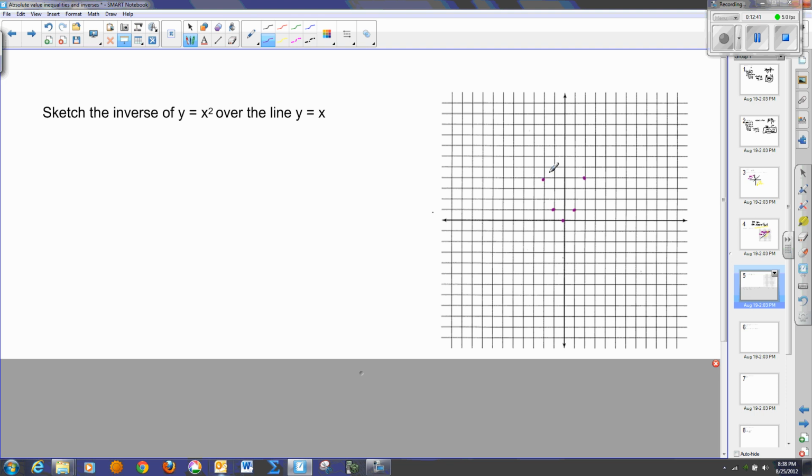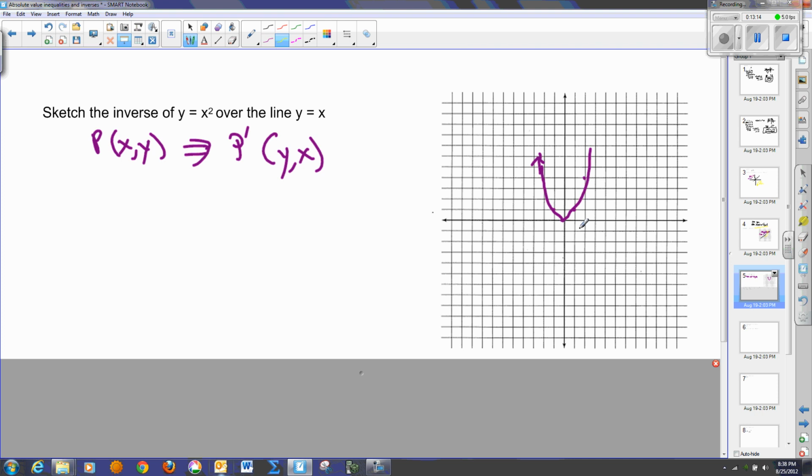So I have my general pattern of 0, 0, 1, 1, 2, 4. Go ahead and graph that. Again, these all have known x and y values. We just talked, point (x, y) reflects over to an image point of (y, x).